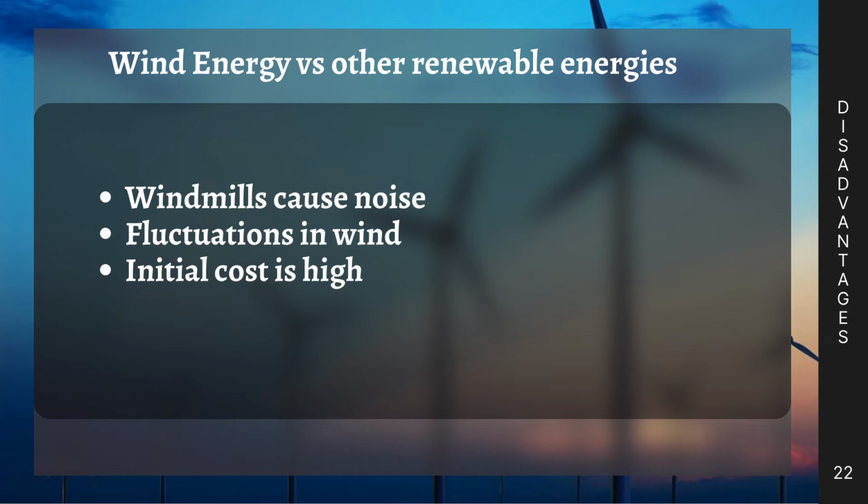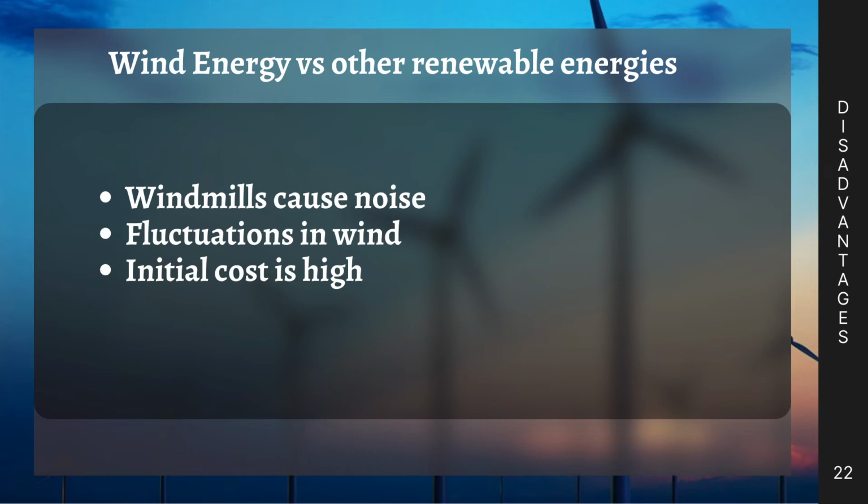The next is the fluctuation in the wind. It is no surprise that the wind intensity and direction is not constant, and therefore it will affect the efficiency of each wind turbine. In addition, this wind fluctuation can make it hard to integrate wind energy into our existing grid system.